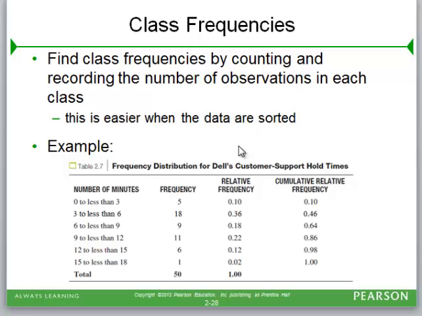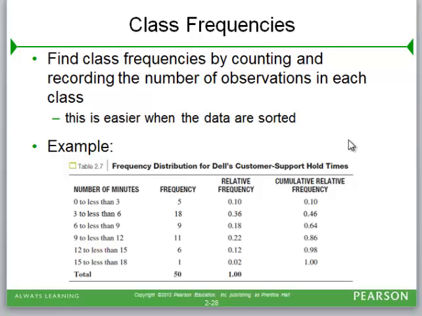This is an example of the time that a call center spends with the customers. So we can tell that in most cases, the call center spends 3 up to 6 minutes together with their customers.